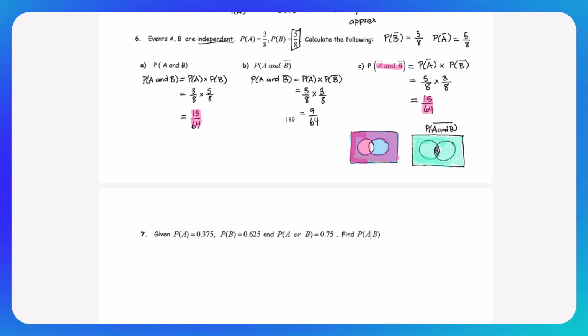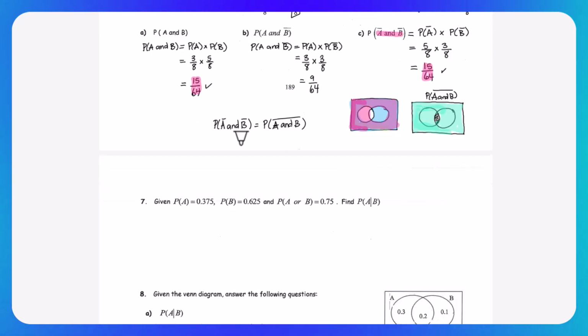So note the difference between the two. The probability of not A and not B does not equal the probability of this. These are two separate things. So keep that in mind. Let's keep going.